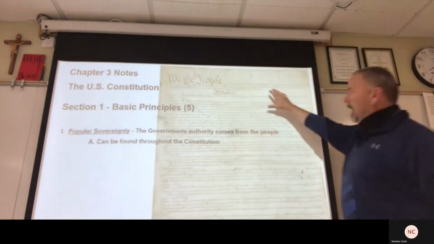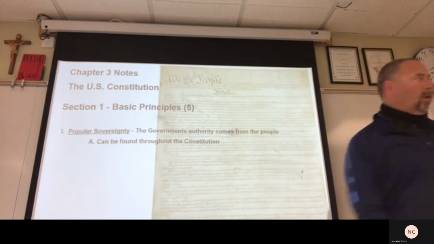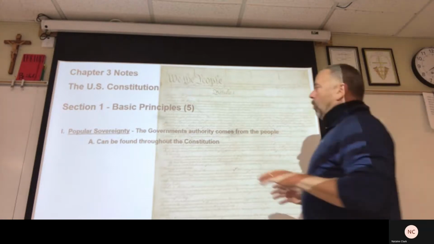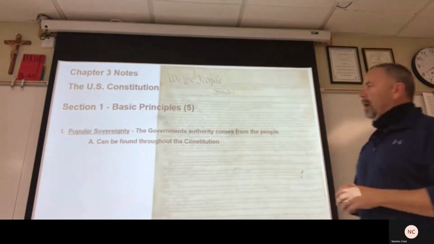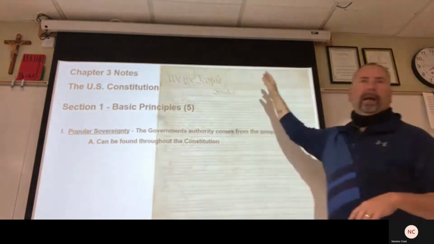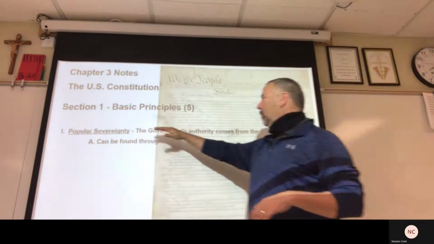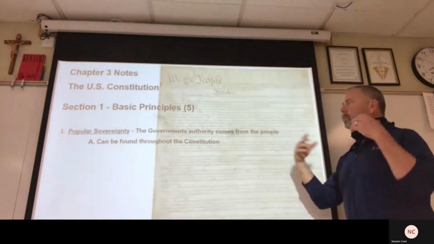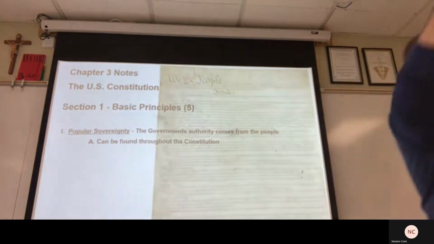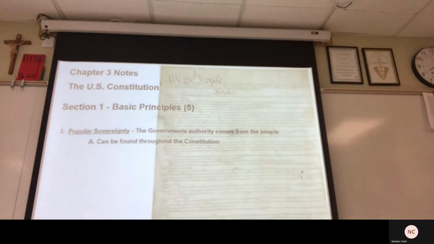This is the text of the actual Constitution. There are 7 articles in the Constitution. The first 3 are the 3 branches that we talked about. But what it establishes, guys, is a government of the people. It starts with "we the people" in the preamble. So government's authority comes from the people. This is our social contract. This popular sovereignty can be found throughout the Constitution, where people get to elect their leaders, right? We're the ones that establish this government.